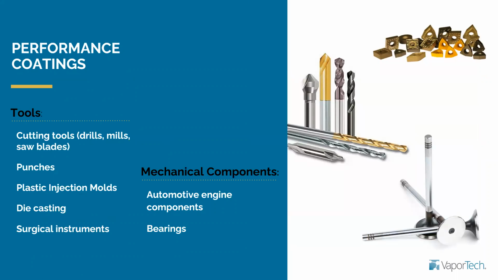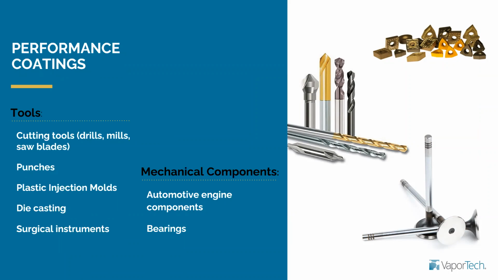For performance coatings, most of what we're talking about here, we're going to put aside situations such as optical coatings or optoelectronic coatings or electronic coatings. That's a completely different category. We're talking about what we normally offer: coatings for tools and mechanical components. Those go all the way from cutting tools, anything that's used in machining, to punches, plastic injection mold, die casting, surgical instruments, including cutting, as well as those that you may use during surgery.